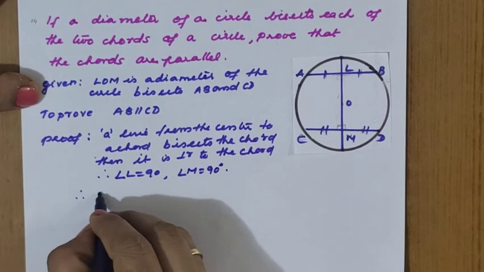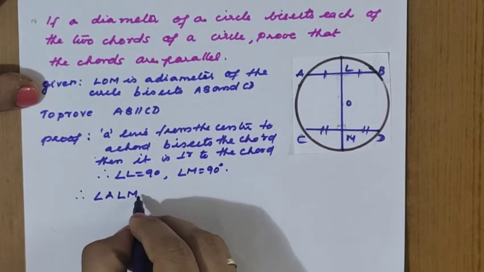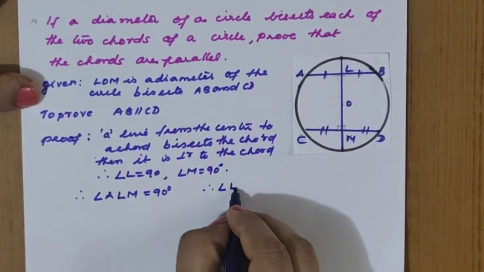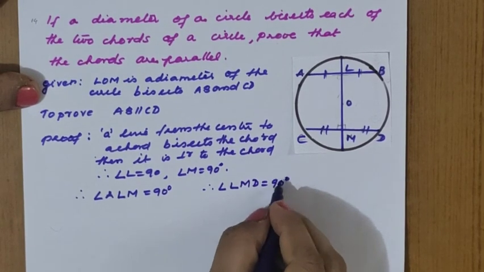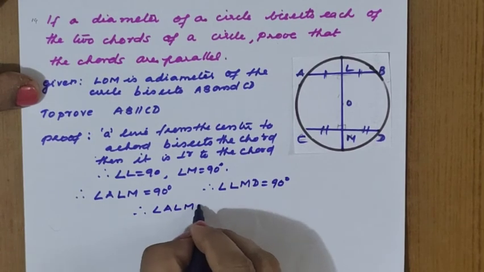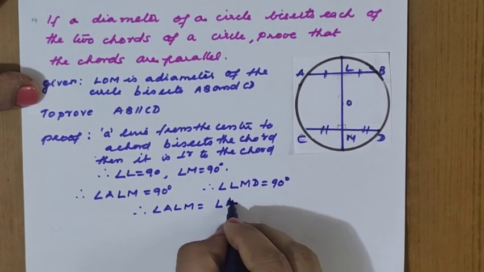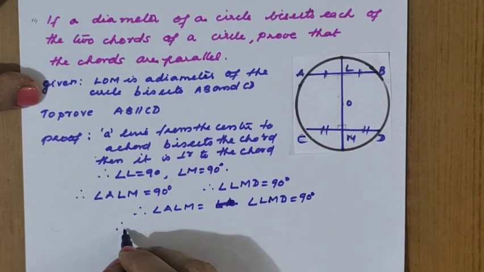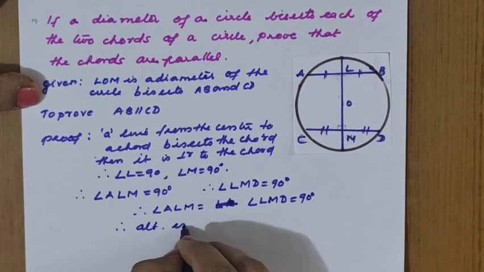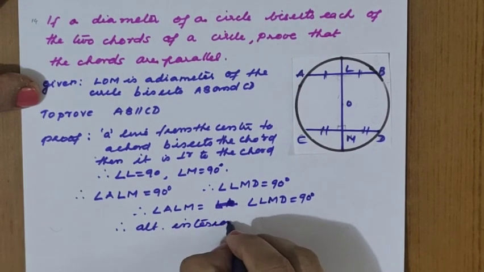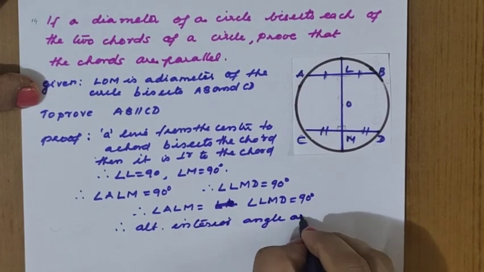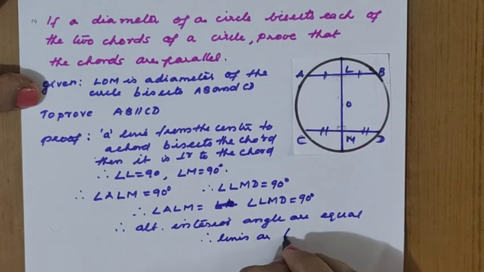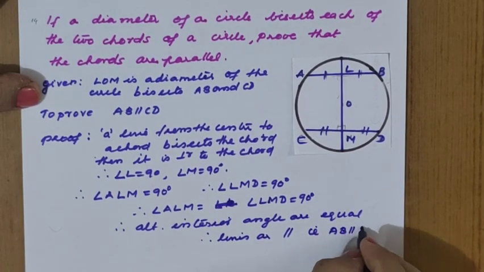Now what you can say about angle ALM equal to 90 degree and also angle LMD equal to 90. That means angle ALM equal to angle LMD. Alternate interior angles are equal. Therefore, the lines are parallel. That is AB parallel to CD.